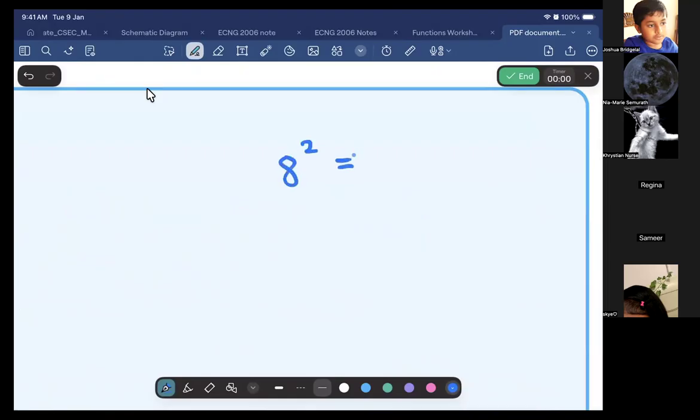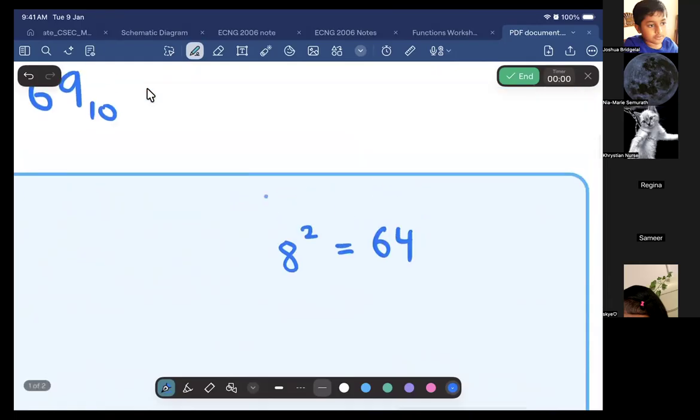What is 8 to the power 2? 64, right? What is 8 to the power 1? 8. All right, watch this real fast. If I want to go from 64 to 8, what do I do?